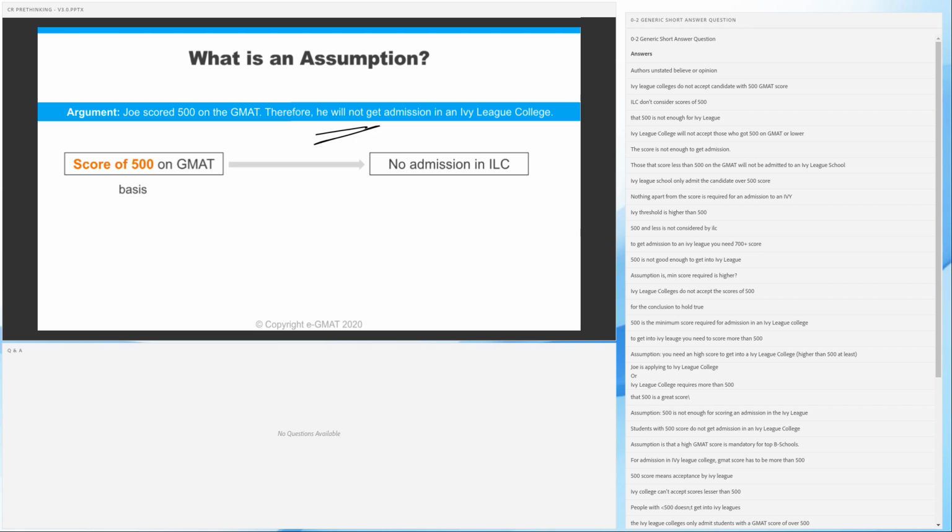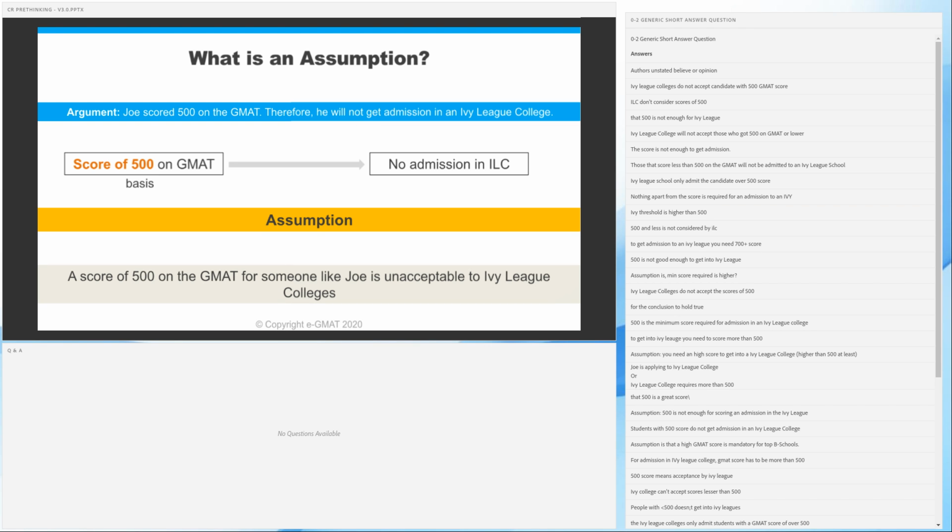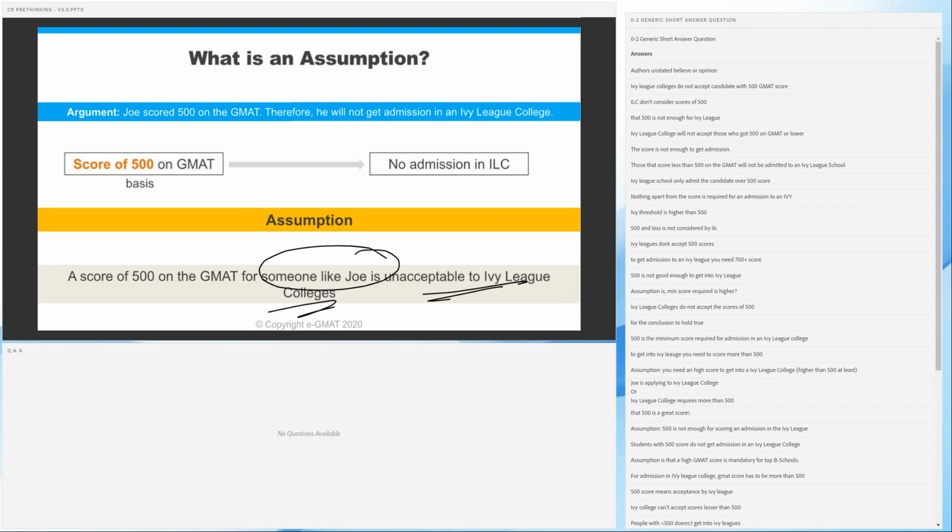And when he does that, he has an assumption. What's the assumption? The assumption is that a score of 500 for someone like Joe is unacceptable to Ivy League colleges. And most of you got this. Why? Because as humans, it's natural for us to come up with assumptions as long as we understand and can visualize the argument. This is a context you probably think about day in and day out, so it was fairly easy to visualize. My point with this simple argument was that if you visualize information, pre-thinking is a very natural process for us as humans.